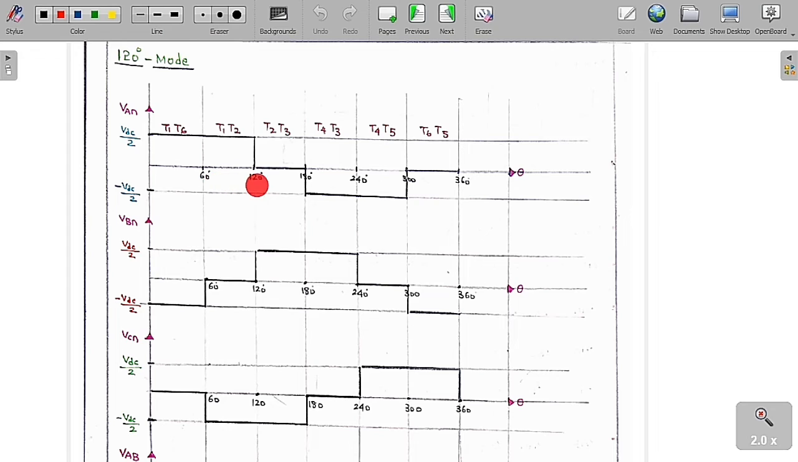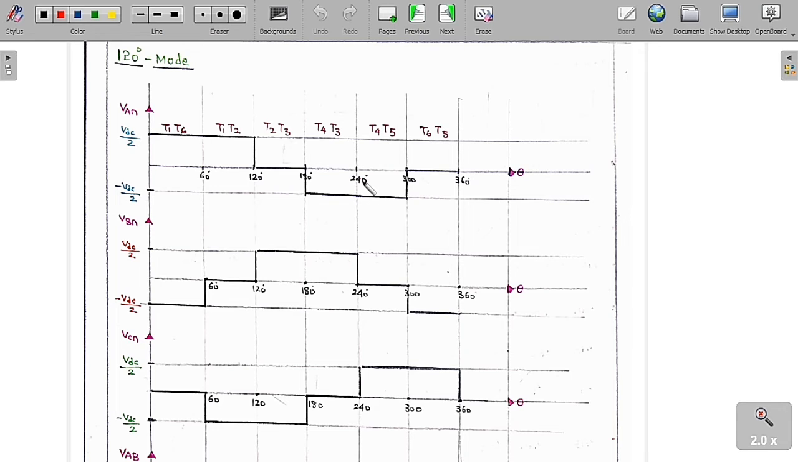Similarly, from 60 degree to 120 degree, if you see from the control scheme, T1 and T2 are going to connect. If you analyze the circuit with T1 and T2, we are going to get VAN as plus VDC by 2, VBN as 0, and VCN as minus VDC by 2. Similarly, from 120 degree to 180 degree, from the control scheme, T2 and T3 are going to connect. So if you analyze the circuit with only T2 and T3, we will get VAN equal to 0, VBN equal to plus VDC by 2, and VCN equal to minus VDC by 2.